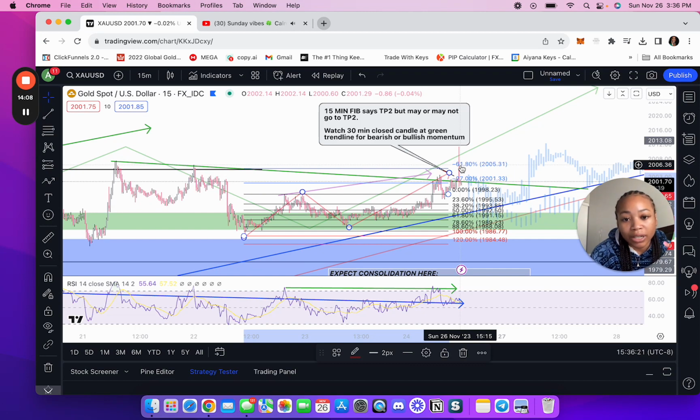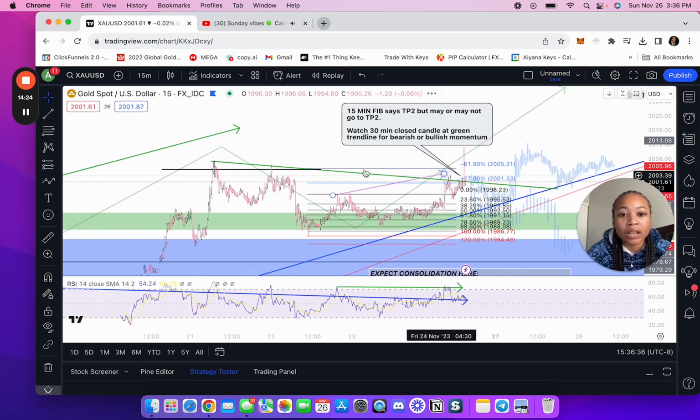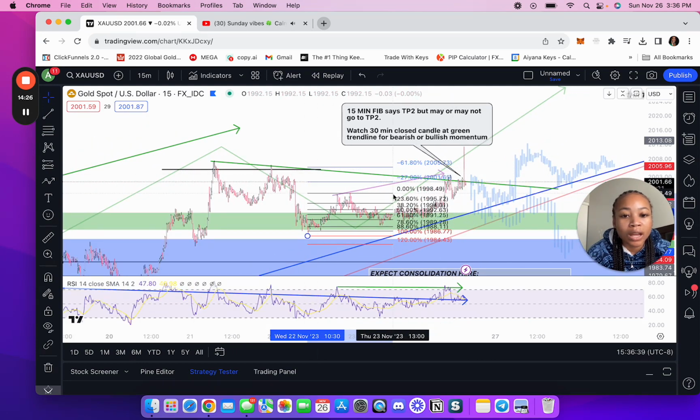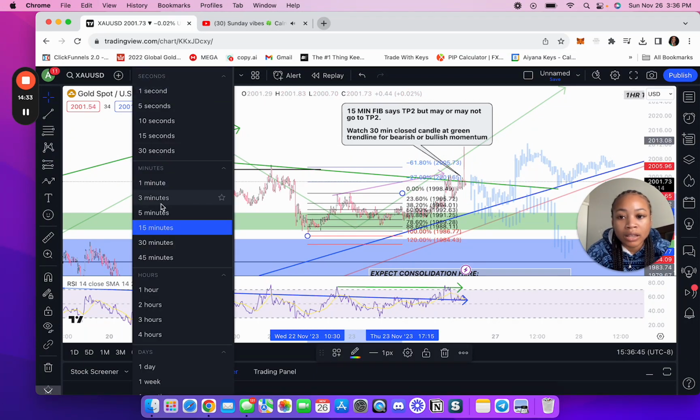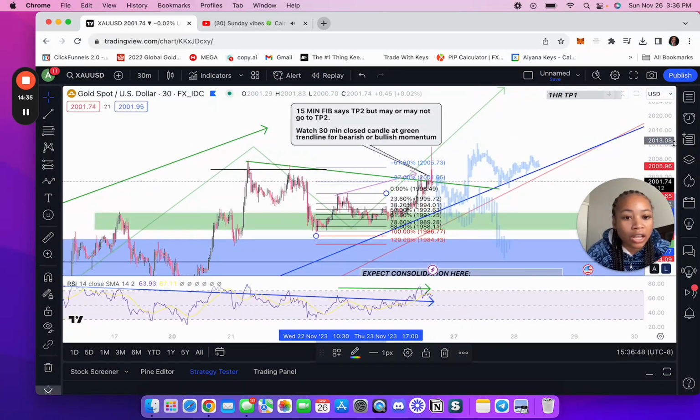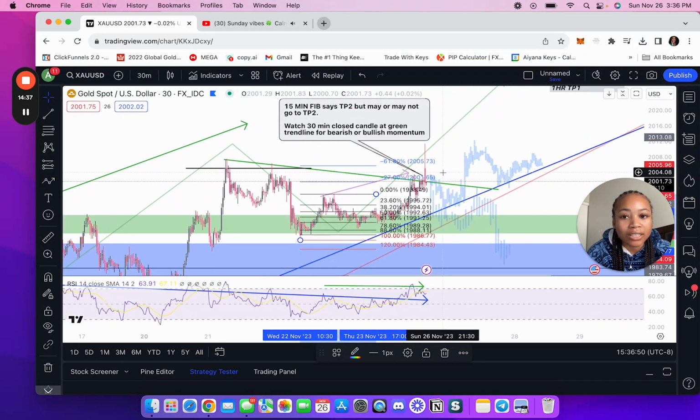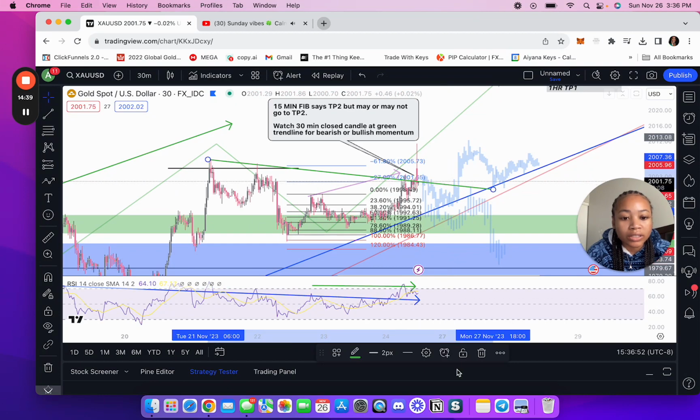But the lower time frame is not always guaranteed to hit TP2. It's always guaranteed to hit TP1, but TP2 is not always guaranteed. So that's why I said 15-minute fib says TP2, that it can hit TP2, but it may or may not. As we can see, that's exactly what it did. So that's why I noted 2. I wanted to see, since we see now it got to TP2, I'm gonna put an alert to see how this candle closes.